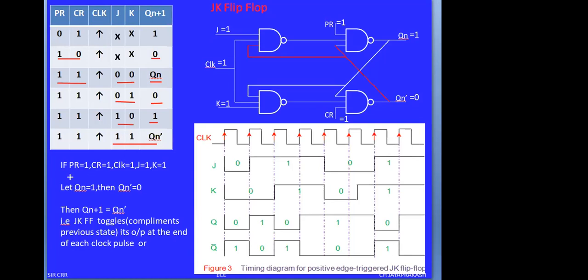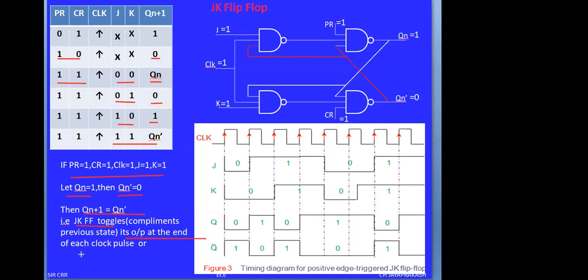That is, if preset equals 1 and clear equals 1 and clock equals 1, and J equals 1, K equals 1, let us assume Qn equals 1, then in the next state it equals 0. That is Q of n plus 1 equals Qn bar. Now Qn bar means it toggles the previous state. JK flip-flop toggles or complements the previous state at the end of each clock pulse. You have to remember this point here.